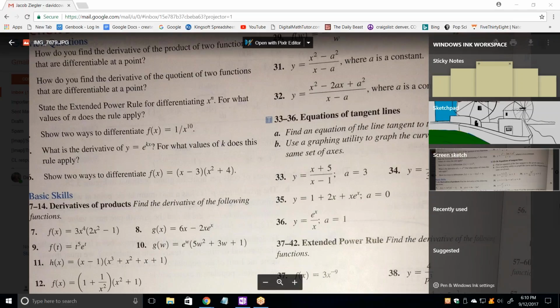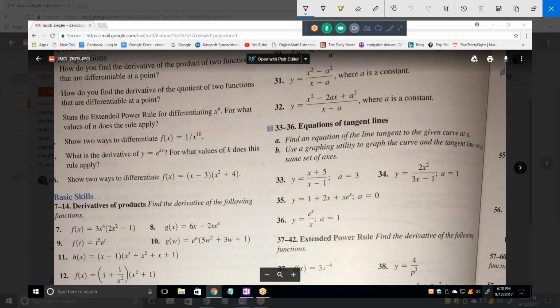Okay. So FOIL it. It'll be x cubed and then 4x plus 4x minus 3x squared minus 12. Now notice you can't combine any of that.